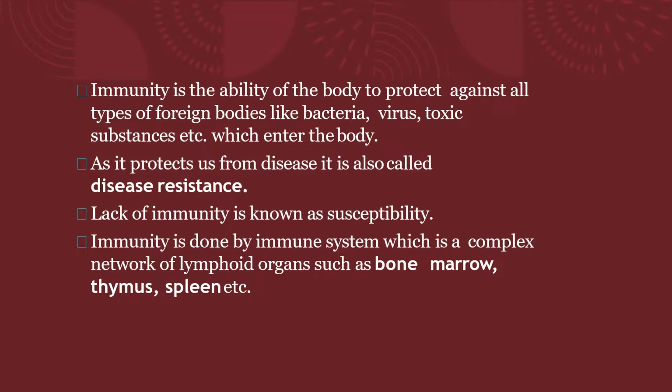Immunity is the ability of the body to protect against all types of foreign bodies like bacteria, virus, toxic substances which enter the body. As it protects us from diseases, it is also called disease resistance. Lack of immunity is known as susceptibility. Immunity is done by immune system, which is a complex network of lymphoid organs such as bone marrow, thymus, spleen, etc.